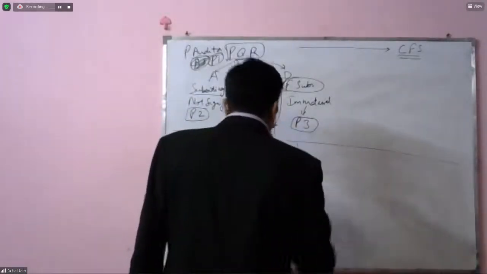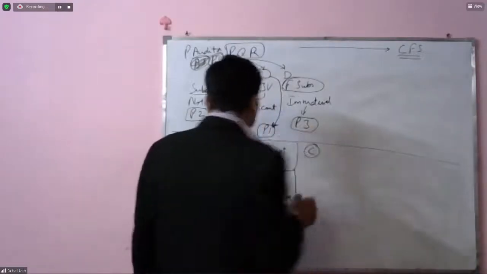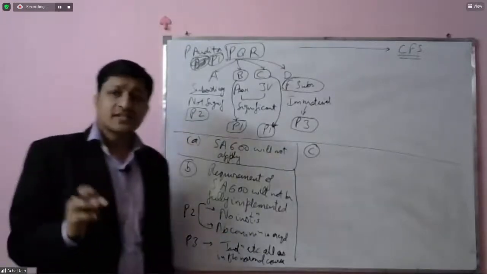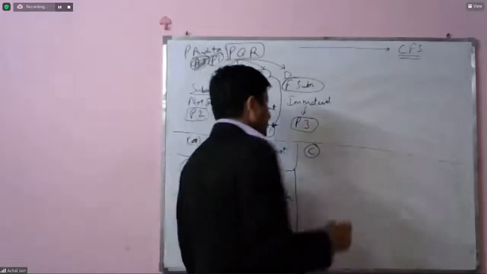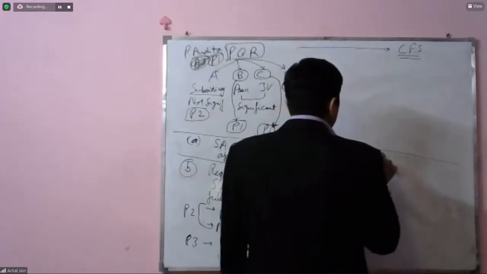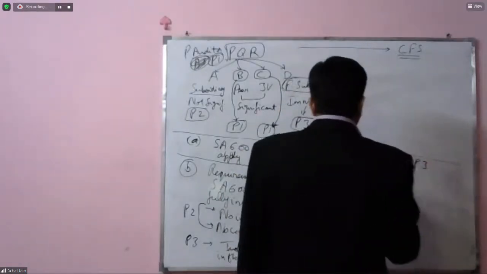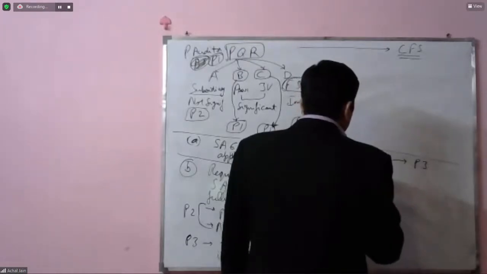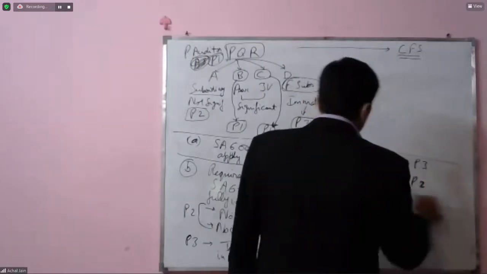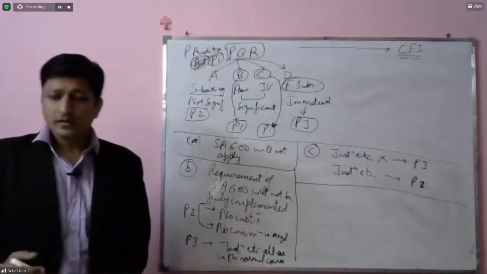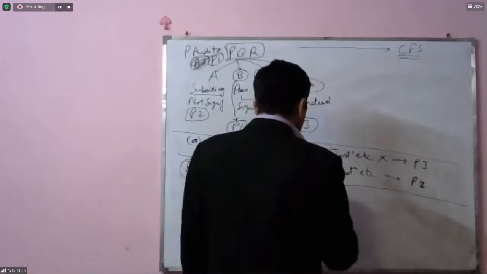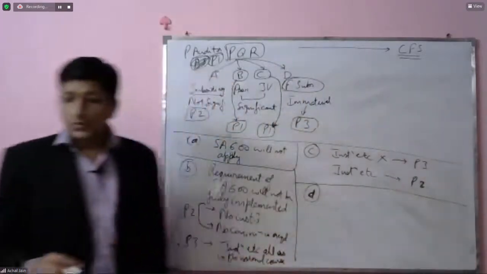Okay, option number B. Option number C. Option number C also starts with an understanding that SA 600 will apply. But instructions, etc., will not go to P3. Instructions, etc., will all go to P2. Option number D.